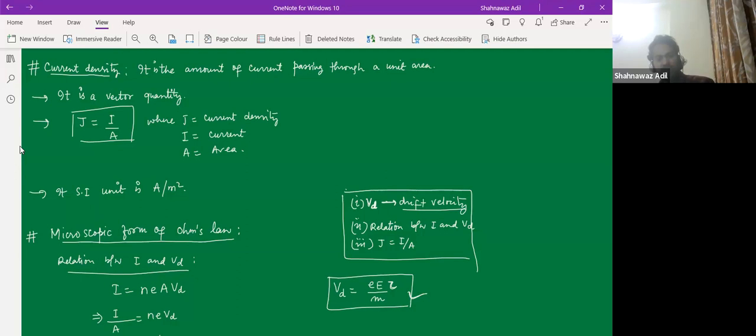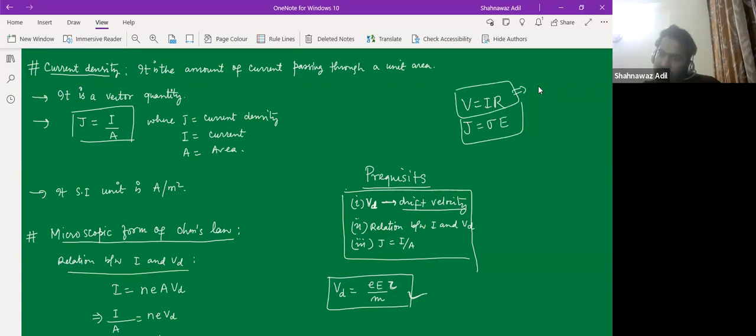Whenever you guys want me to scroll down the screen, please tell me. These are the prerequisites that we require to solve the microscopic form of Ohm's law. So this is macroscopic, this is microscopic. This is Ohm's law in macroscopic form, this is microscopic.